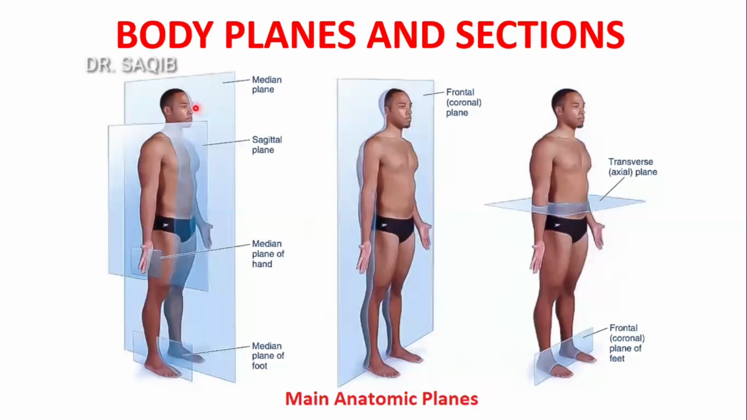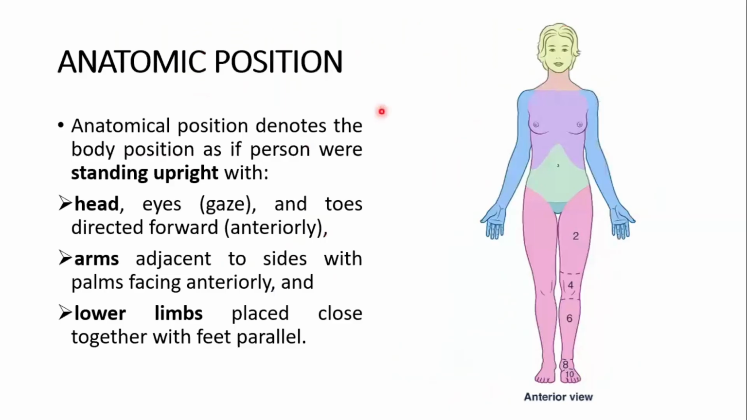Hi, I am Dr. Saqib Mansoor, and today we'll discuss body planes and the sections. There are four body planes: the median plane, the sagittal plane, the frontal plane, and the transverse plane. They are made in relation to the anatomical position, so let's recapitulate the details of the anatomical position.